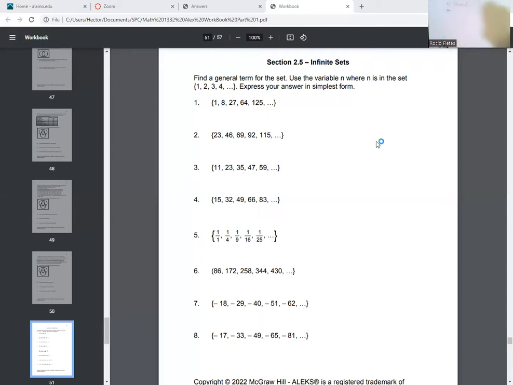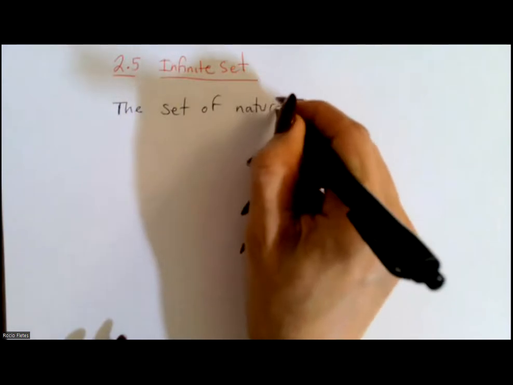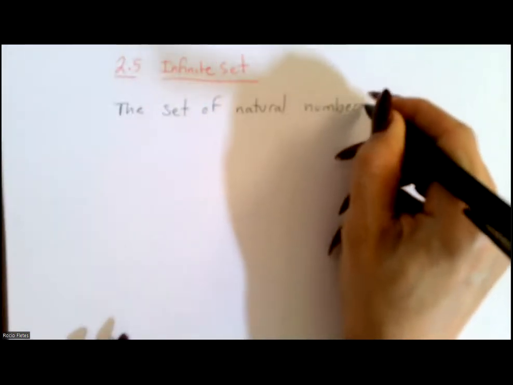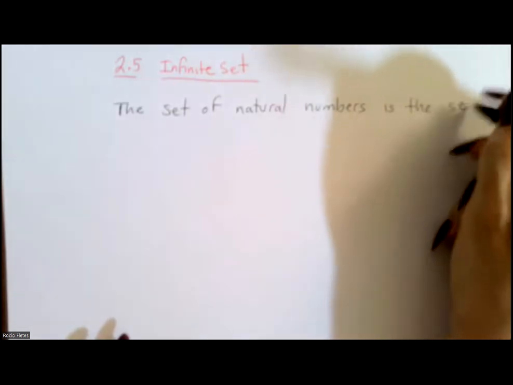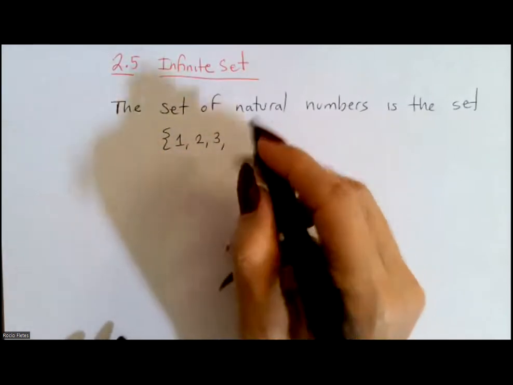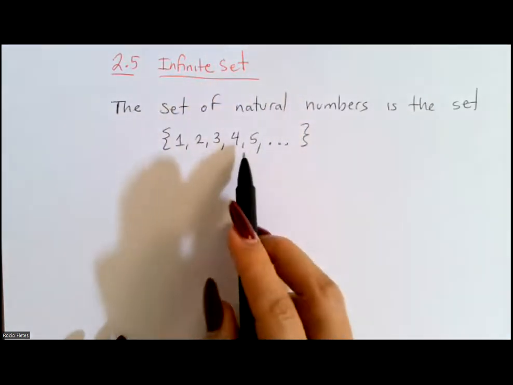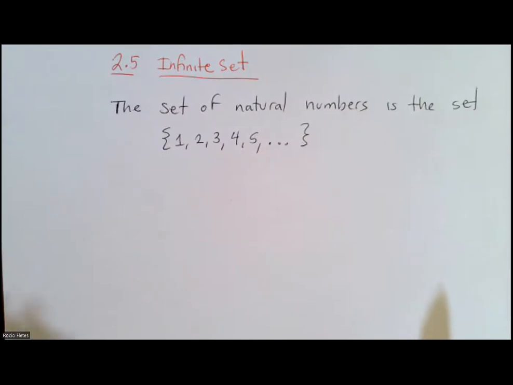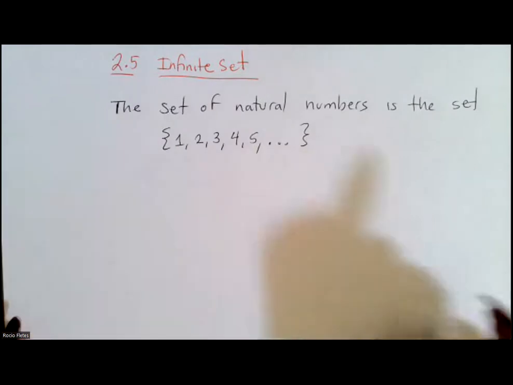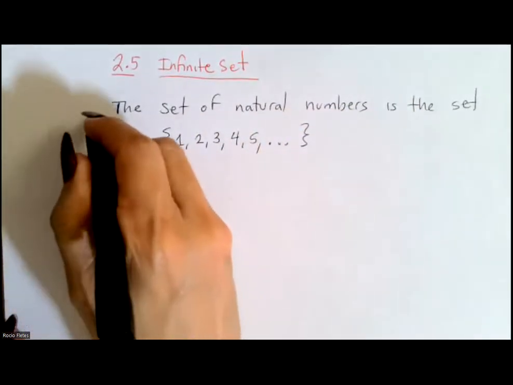We talked about n. Let me stop sharing here just to give you some background. The set of natural numbers is a set, and the set of natural numbers is an infinite set. So it starts with 1, 2, 3, 4, 5, and it continues. So this is an infinite set. You can always find a natural number bigger than the previous number. So the cardinality of the set is infinity. So the set of natural numbers is a set, and this is an infinite set, right?